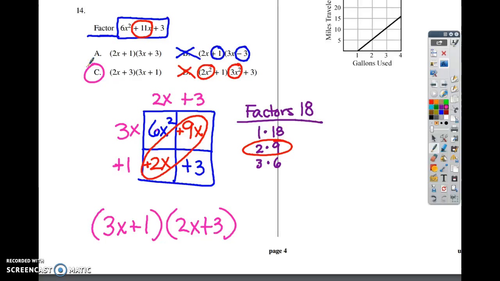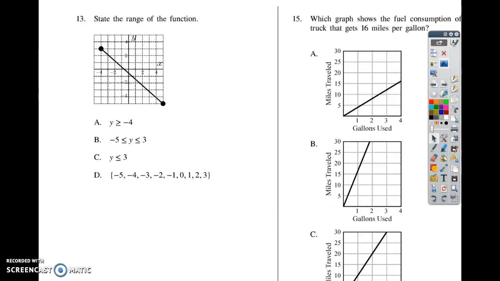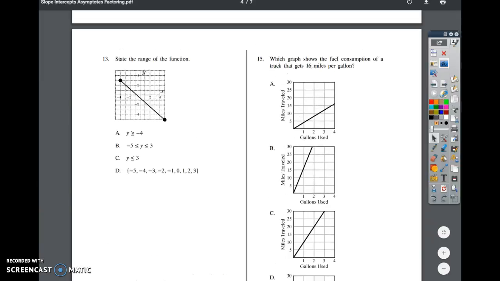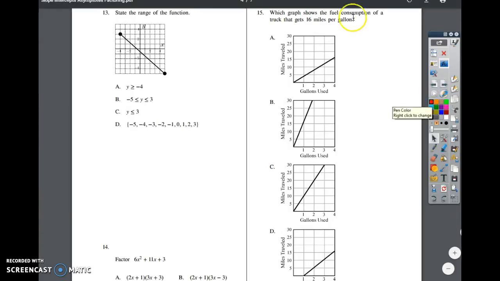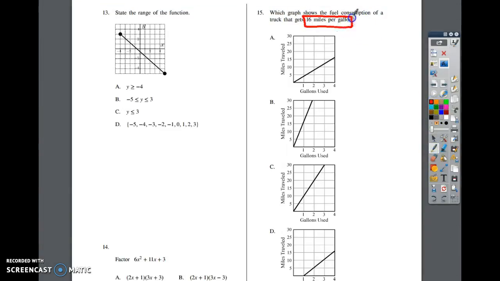One more, number 15. It says, which graph shows the fuel consumption of a truck that gets 16 miles per gallon? If I rewrite that, 16 miles per gallon, I would say 16 miles per every 1 gallon. That's what that means, 16 miles per 1 gallon.